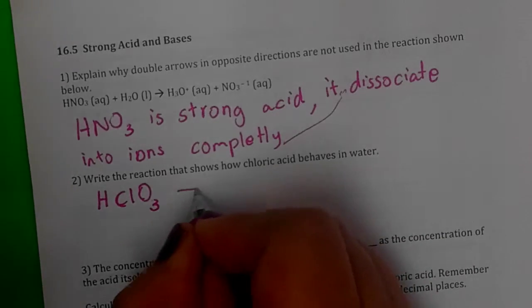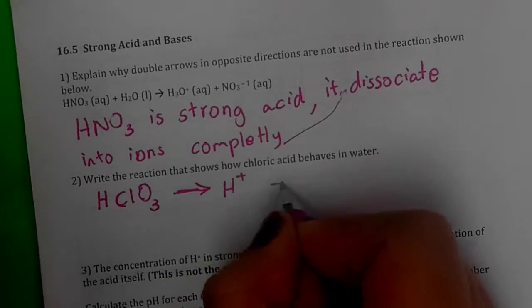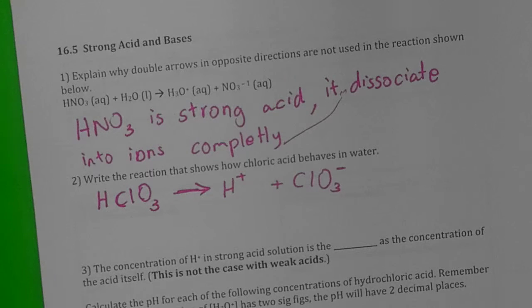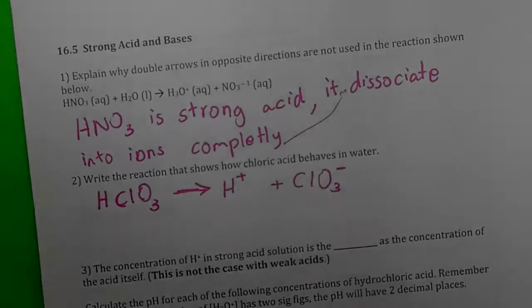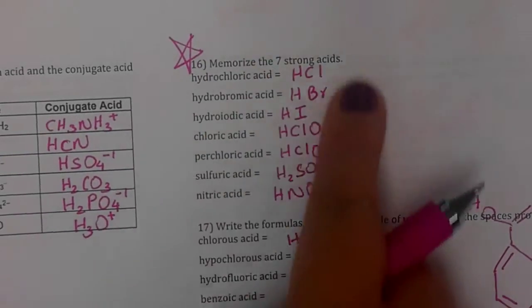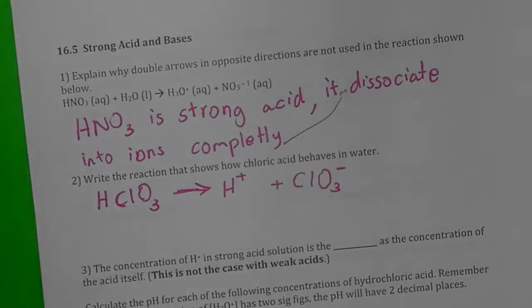So how is it going to behave in water? It's going to dissociate into H plus and ClO3 minus. Don't forget to write plus and minus. If you do not write them, you will lose credit on these, okay? So let's talk about number 2. HClO3 is one of them that you have to remember. It is a strong acid. One arrow only. Make sense? Okay. All right.